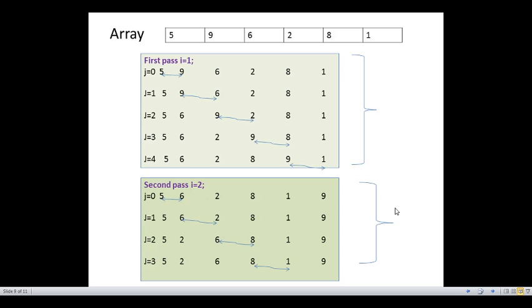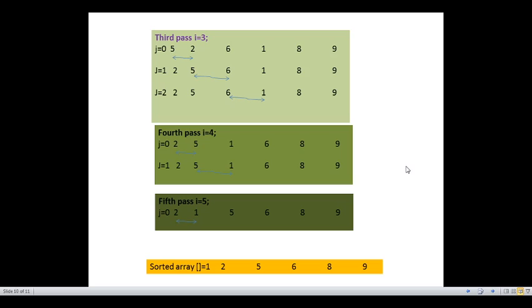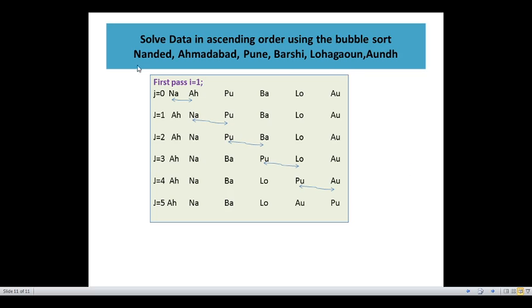In this way, you can try more examples with the help of this solved example and the algorithm. You can use character strings also here. Sort the data in ascending order using bubble sort. Okay, here are different strings in your array: Nanded, Ahmedabad, Pune, Barshi, Lohgaon, Aund. These are different city names. So how to sort this?